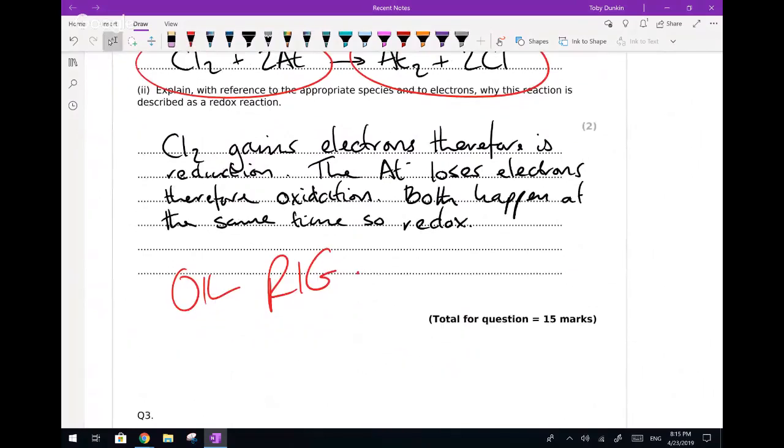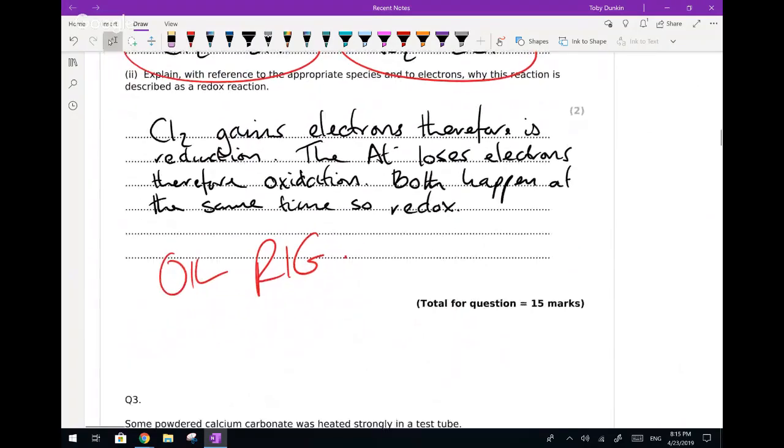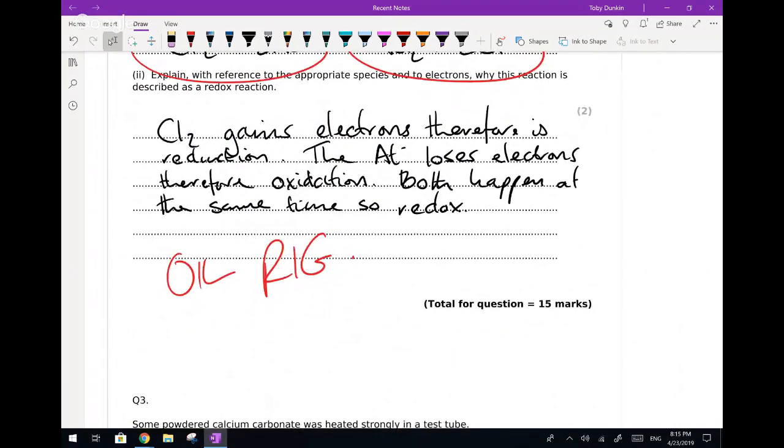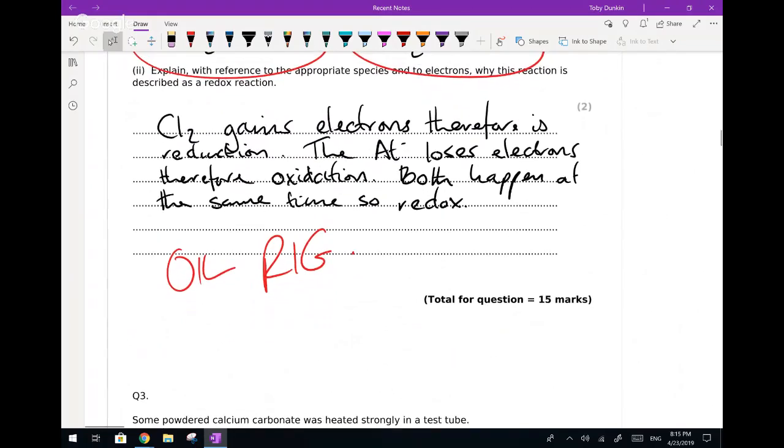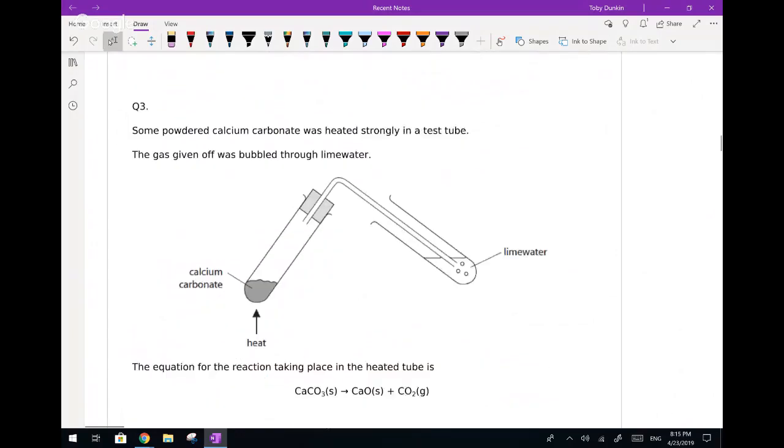No. Oxidation is the loss of electrons. Reduction is the gain. So chlorine's gained in this case, and the astatine is lost. Both are happening at the same time. Yeah, remember that redox is the fact that there is reduction and oxidation occurring at the same time.